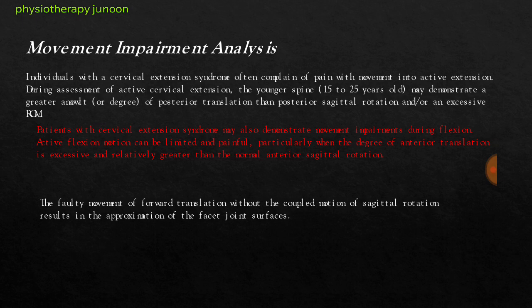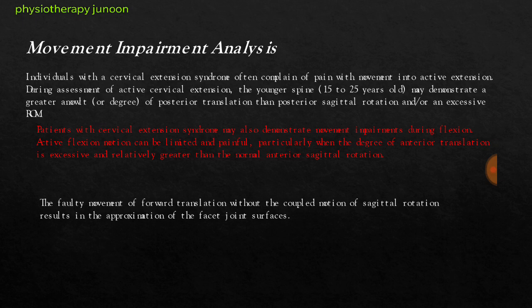Then we proceed to the faulty movement of a forward translation without coupled motion of sagittal rotation. Here is a pure forward translation, not a coupling of the movement. Coupling of the movement is the mixing of two movements, okay, when we are doing extension as well as rotation. So this is the coupling movement.